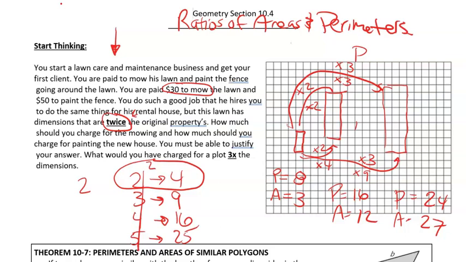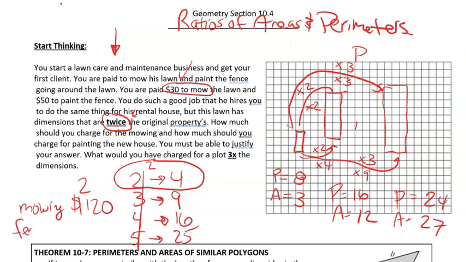Four times as big. So if you charged $30 originally, how much should you charge for mowing now? $120. Four times as much. 120 bucks. Does anybody have any questions on that?